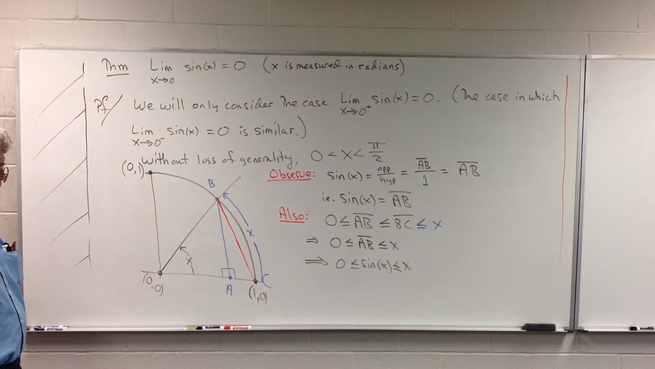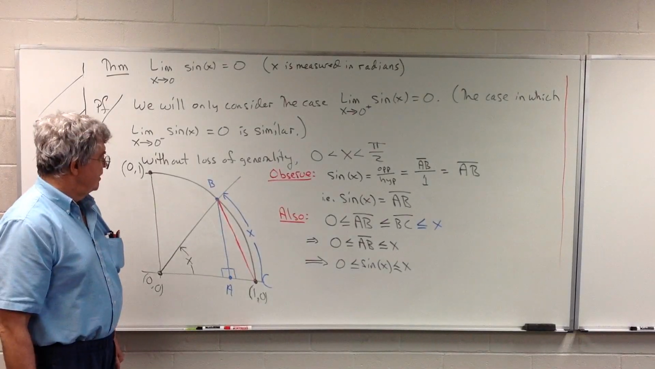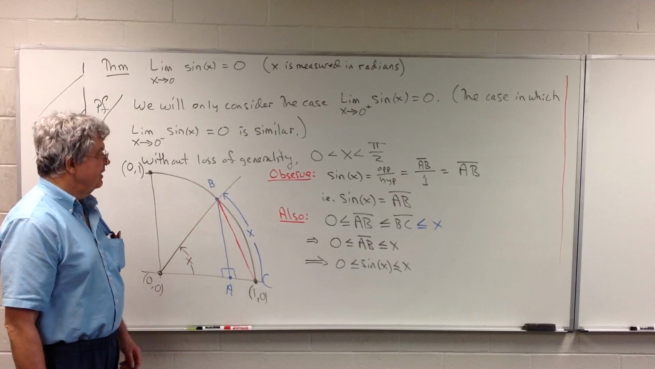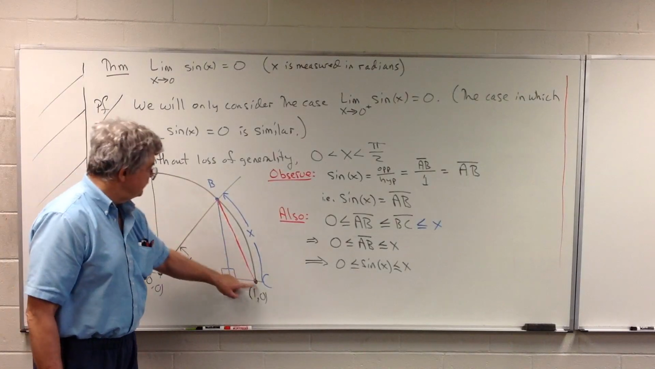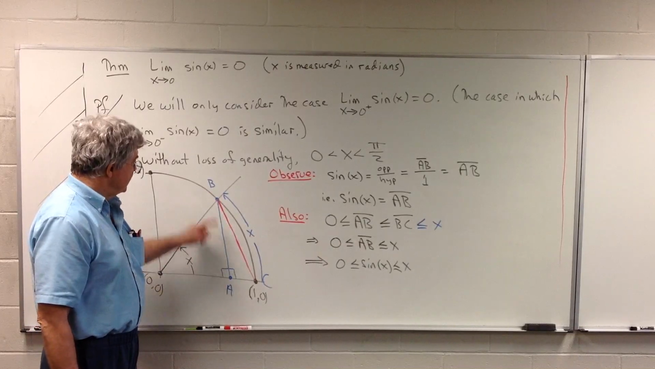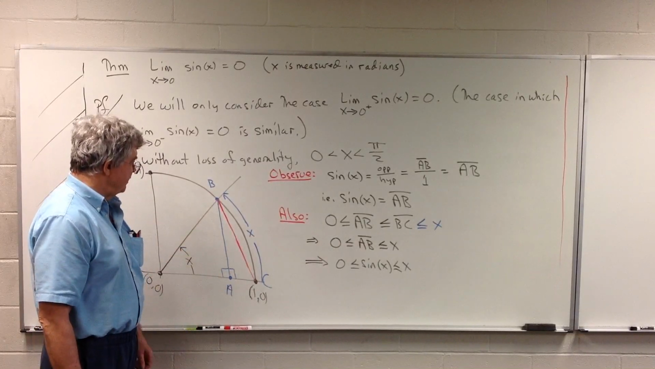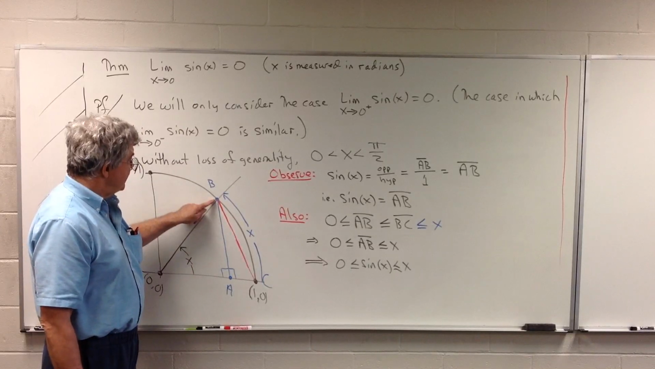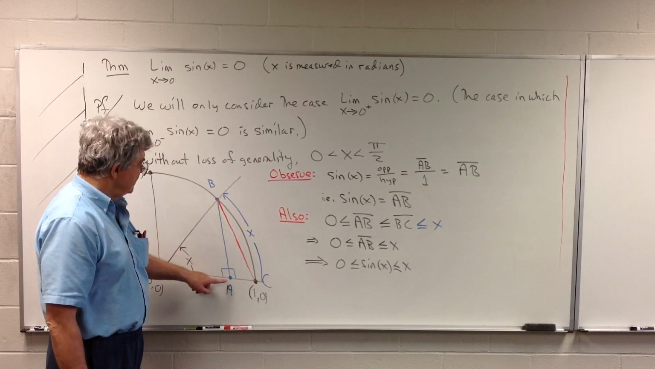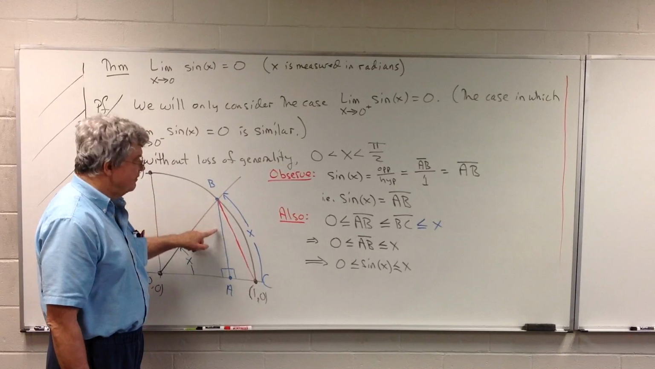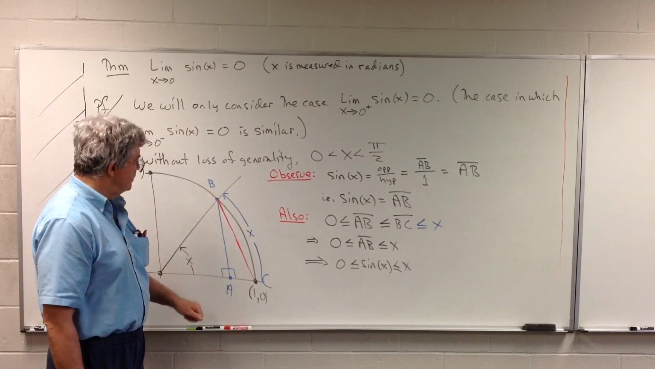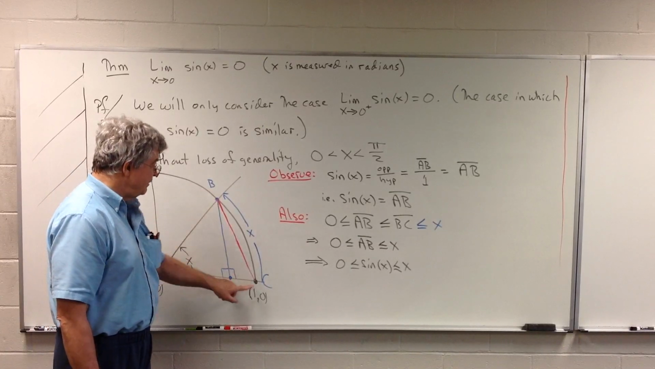Now, line segment AB is less than or equal to line segment BC. Why? Well, we have another right triangle here. BAC is a right triangle. And the line segment BC is the hypotenuse of the right triangle, of which line segment AB is one of the sides. So the measure of line segment AB has to be less than or equal to the hypotenuse measure of line segment BC.